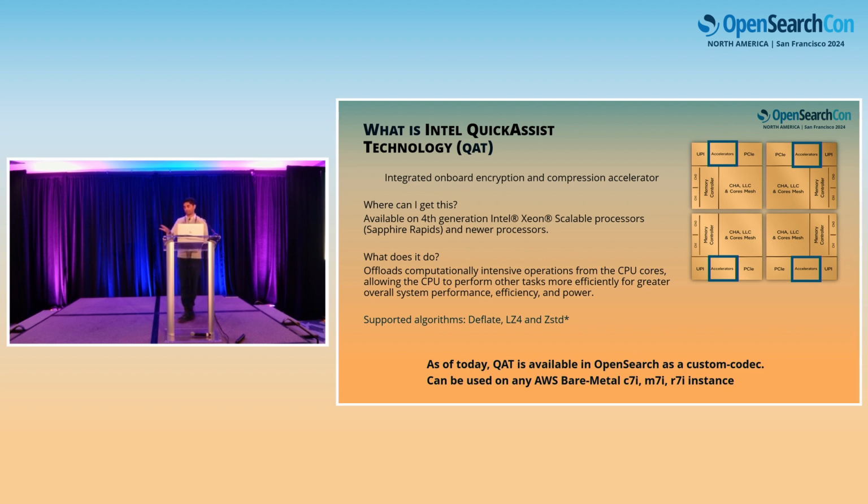On the right-hand side, there is a small diagram which shows where these accelerators are found. They are part of the die. So when Intel manufactures it, it's not like an off-board device. It's on the die itself, so the distance between the core and the actual hardware is very, very small. Generally, when the distance between two components increases, your performance suffers. But in this case, you can see it's right next to the core.